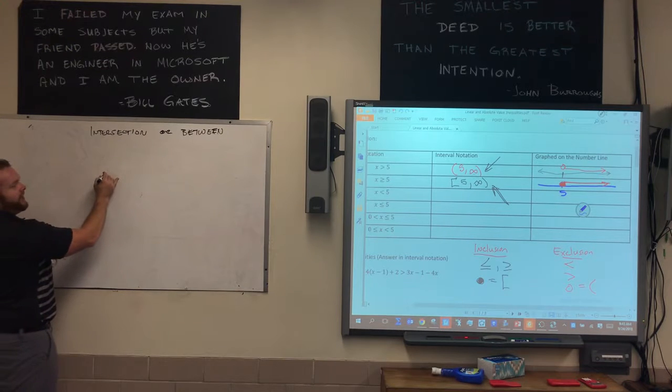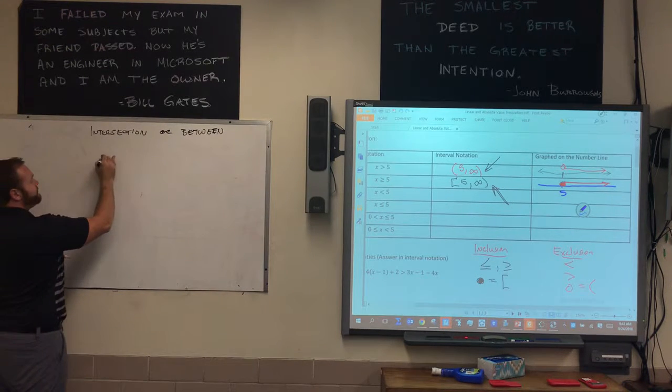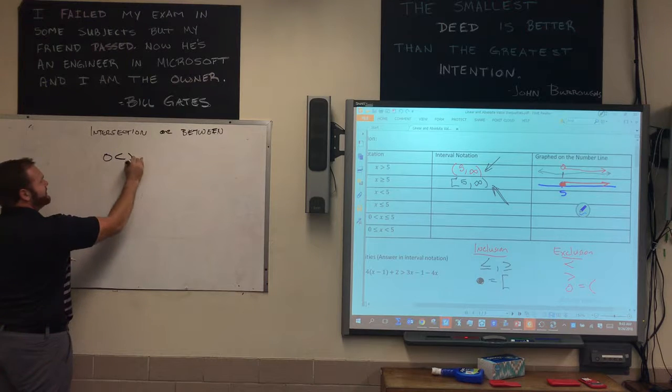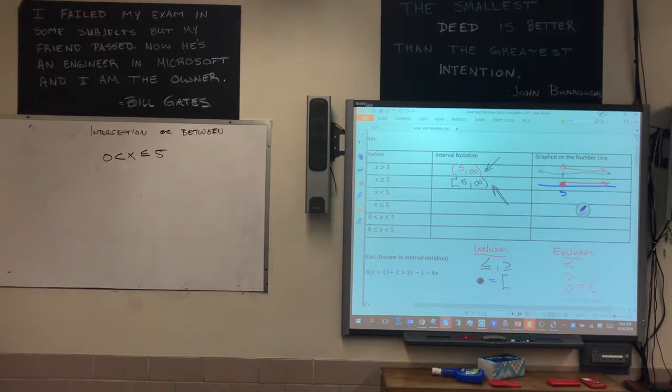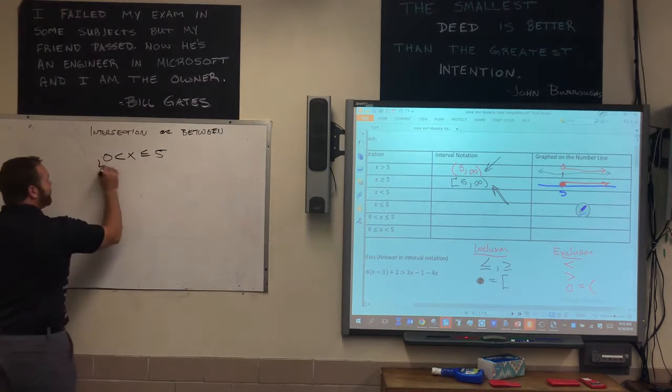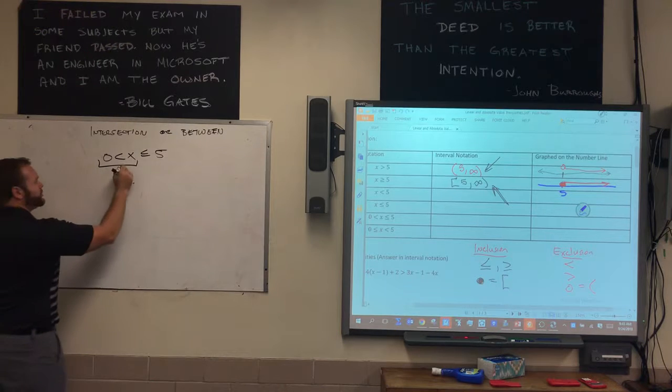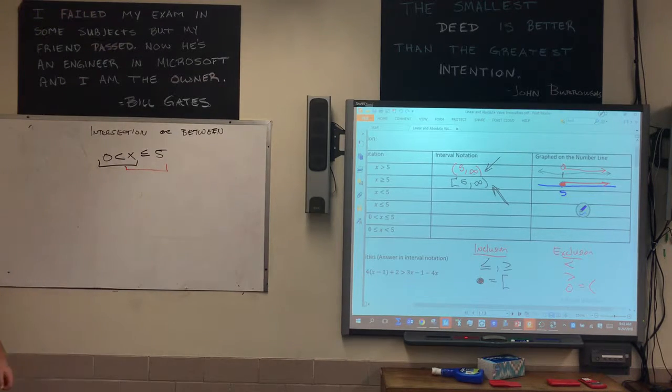This is the idea. If I've got 0 is less than x is less than or equal to 5, there's two inequalities there. Hopefully you realize that. There's one right there, and there's one right there, right?